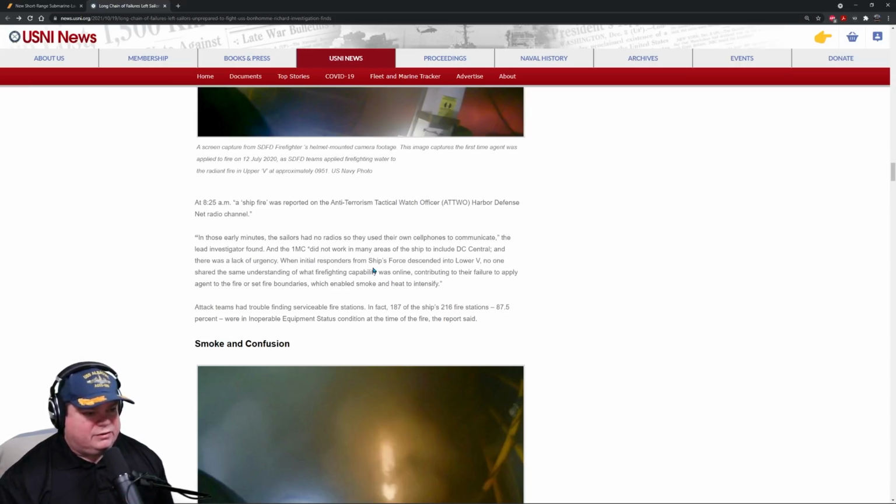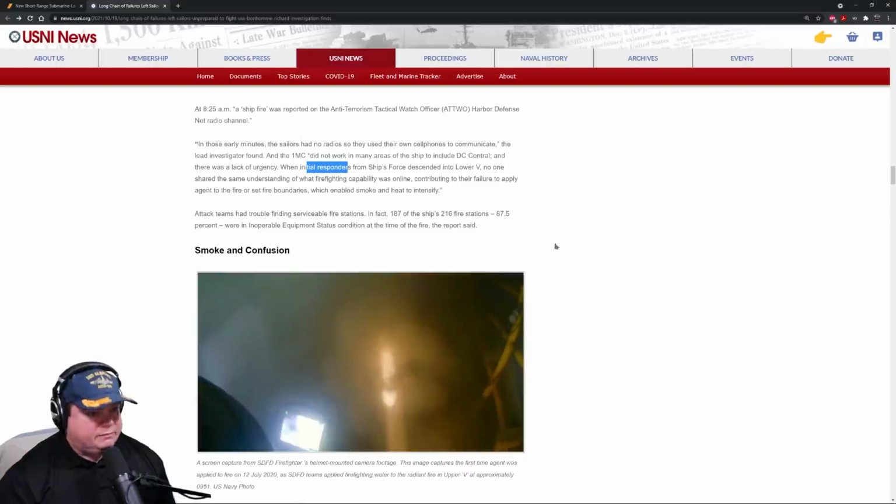When initial responders from the ship's force descended into the lower V, they might have been scared. I'll be honest with you, I've been in low visibility situations where it is scary going into the engine room with your firefighting ensemble on, and you're terrified for your life. So I have a little sympathy for that. But they needed to respond anyway.